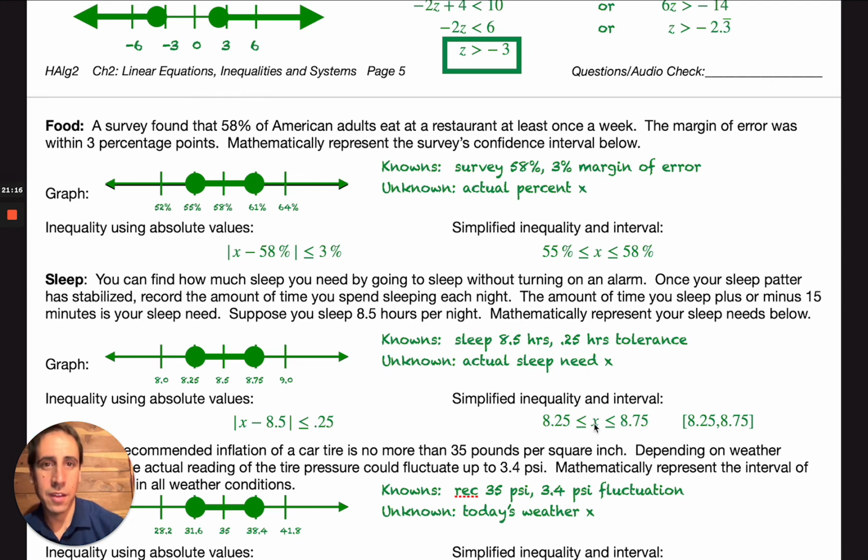If you're going to do that as an inequality, it would look like this, and as an interval, it would look like this. You're going from the X value of 8.25, including it, all the way up to 8.75 inclusive. So turning it into an inequality would look like this. Your actual sleep need is unknown, but the one data point you have is 8.5, and so the distance between these two has got to be less than or equal to a quarter of an hour, 15 minutes, or 0.25 hours. Again, it's the same idea, just putting it into absolute value inequalities.